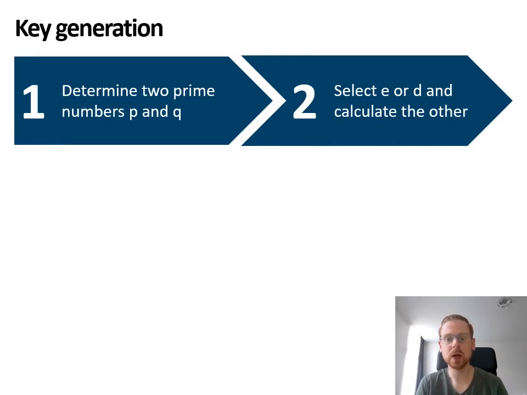So now that you know how to efficiently perform encryption and decryption with E and D, we can take a look at how we can actually go about and efficiently generate the public and private key. To generate these keys, we need two prime numbers P and Q, which are multiplied to obtain N, and then need to select E or D and calculate the other.